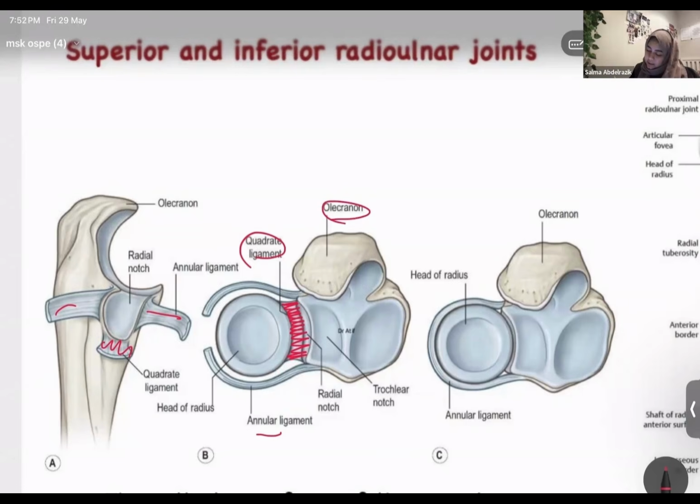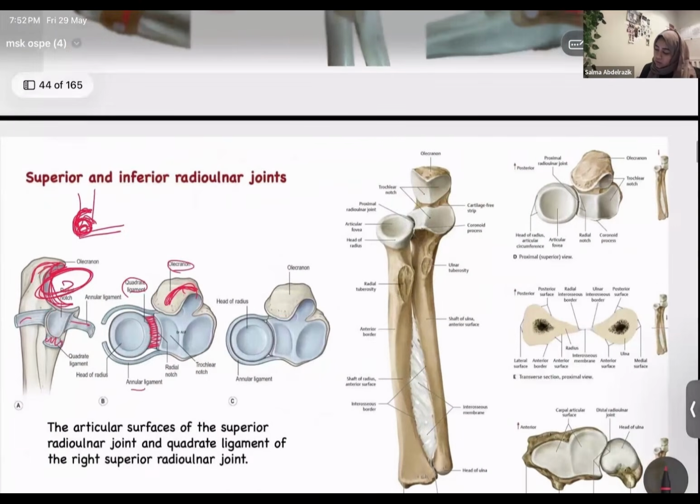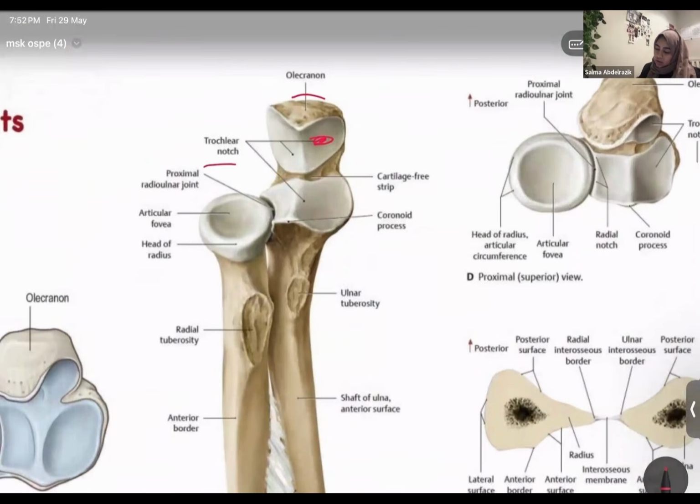The olecranon is at the posterior of the arm. Remember the olecranon fossa? The olecranon is like a hook, and it fits into the olecranon fossa in the humerus. I remember when I drew this, something attaches here and then it goes forward. So this is the olecranon, like a hook, and this is the olecranon fossa. Cool. I have the olecranon, the trochlear notch over here, and the articular fovea. Head of radius, radial tuberosity, ulnar tuberosity, anterior border, shaft of the ulna.